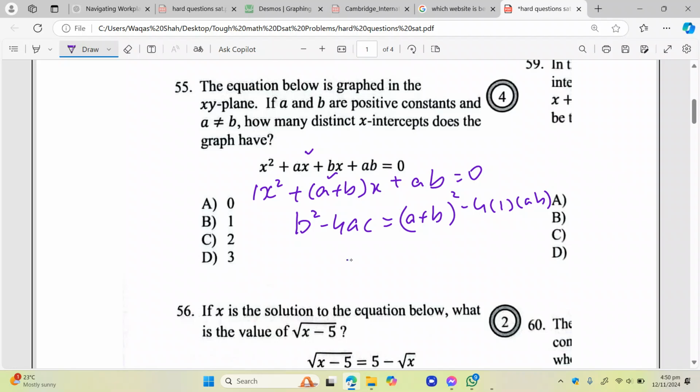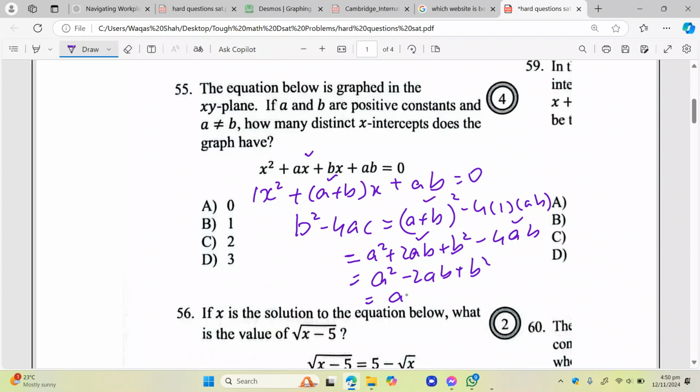So the discriminant will tell us the number of x-intercepts. So it will be, you can open this up, a square plus 2ab plus b square minus 4ab, right? So if you combine and solve the like terms, it will be 2ab minus 4ab. So it can be written as a square minus 2ab plus b square. So it further can be simplified into (a minus b) whole square, right?